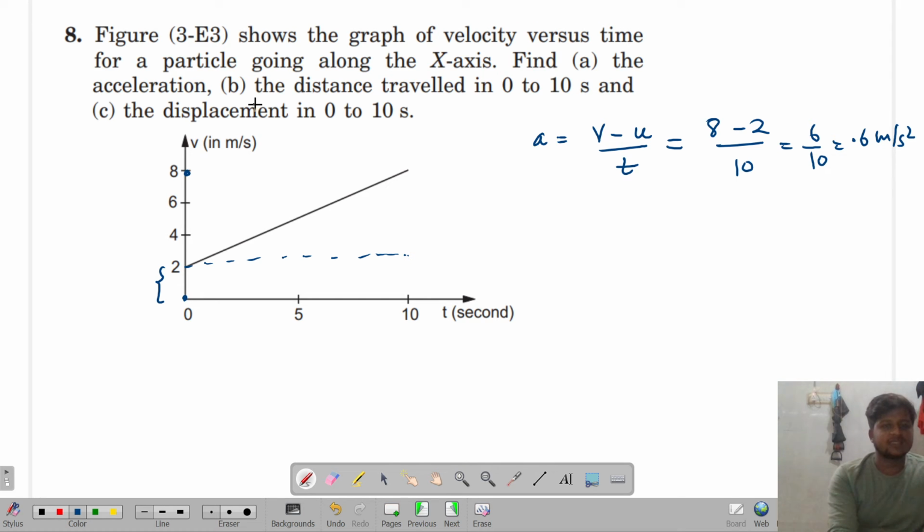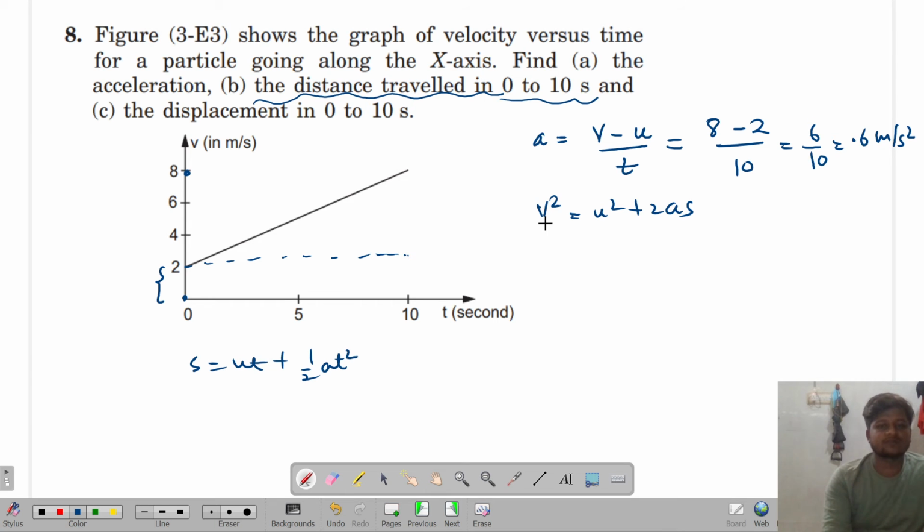It is asking the distance traveled in 0 to 10 seconds. Correct. So distance traveled will be what? First, which formula will I apply? We are aware of velocity, we are aware of time, we are aware of acceleration. So you can apply this formula: v square is equal to u square plus 2as, or you can even apply s is equal to ut plus half at square. You will get the same answer.